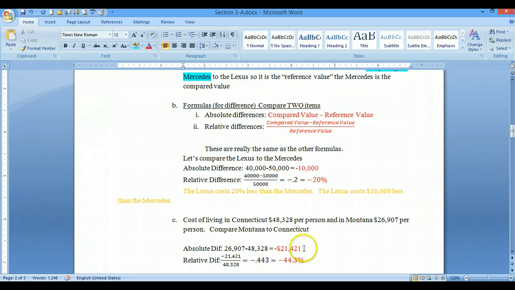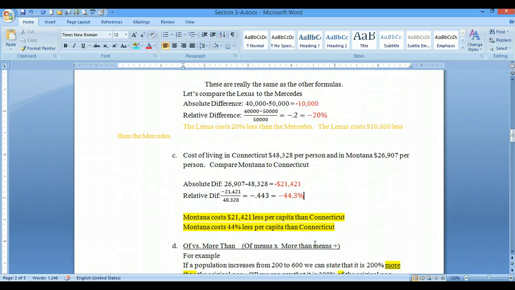The relative difference, again, I take this subtracted value, and in this case, I'm not going to subtract it again. I can just stick that number because I've already subtracted over my reference value, which is the second value, 48,328. Dividing those gives me negative 0.443, or the percent, negative 44.3%. And again, I've made my answers a different text color, just some way to make it stand out. And there's my interpretation. Montana costs $21,421 less per capita than Connecticut, or you can state Montana costs 44.3 or 44% less per capita than Connecticut.